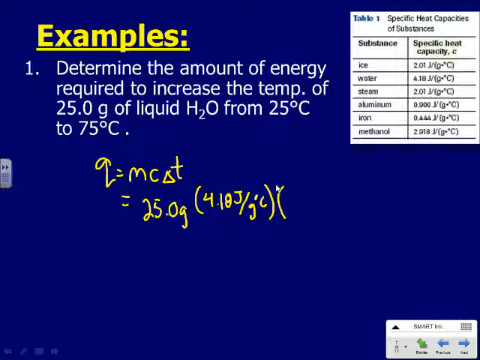Delta T, and we can do this all in one shot. We've got to be very careful which is the second and which is the first. Starts at 25, goes to 75, so 75 minus 25. That's very important because if you switch it around, you get a different sign. And that sign is going to tell you whether the heat content went up or the heat content went down. And that's going to be very important in the near future.